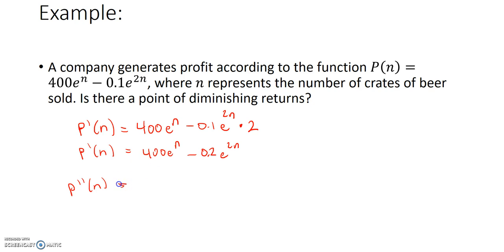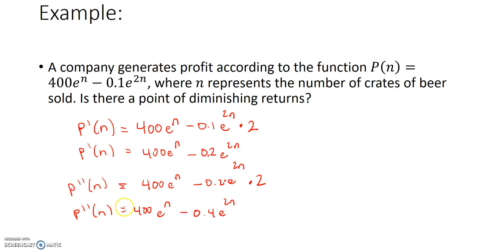Well, the derivative of 400 e to the n is still 400 e to the n minus 0.2, and the derivative of e to the stuff is e to the stuff. We could do natural log of e times e to the stuff, but natural log of e is 1. And the derivative of the exponent, or of the stuff, is just 2. And so the second derivative is 400 e to the n minus 0.2 times 2. This is all multiplication here, so we can multiply in any order we want, 0.4 e to the 2n.